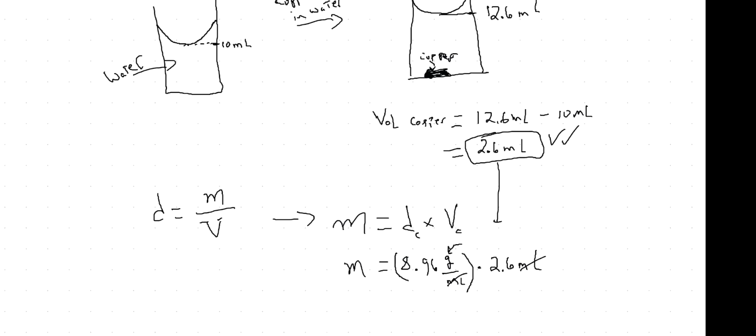So if I take out my little calculator, and I multiply 2.6 times 8.96, we end up with 23.296.